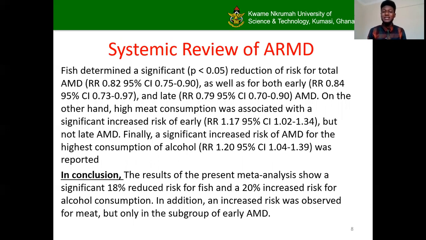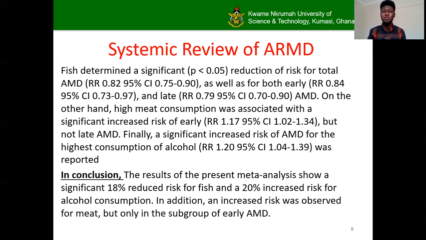Fish determined a significant reduction of risk for total AMD, as well as for both early and late. On the other hand, high meat consumption was associated with a significantly increased risk of early, but not late AMD. Finally, a significant increased risk of AMD for the highest consumption of alcohol was reported. So in conclusion, the results of the present meta-analysis show a significant 18% reduced risk for fish and a 20% increased risk for alcohol consumption. In addition, an increased risk was observed for meat, but only in the subgroup of LAMD. A reference about this is provided at the last page.